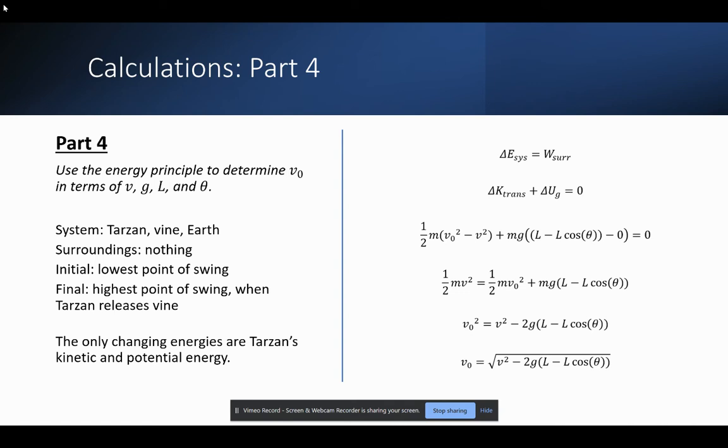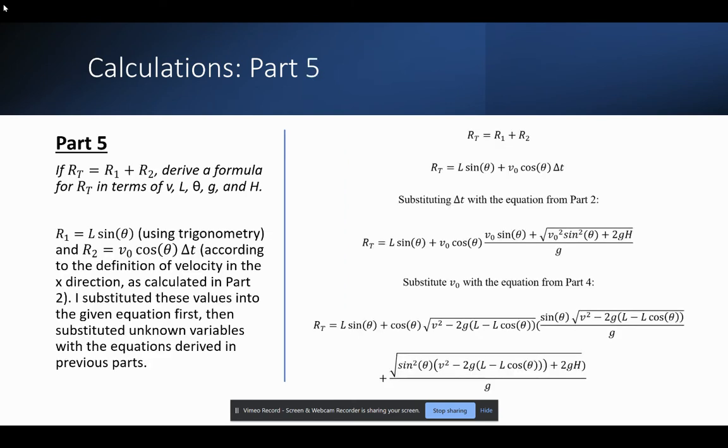Here, the only changing energies are Tarzan's kinetic and potential energy, and these calculations are once again shown to the right. In part 5, the task was, if R total equals R1 plus R2, derive a formula for R total in terms of V, L, theta, G, and H.